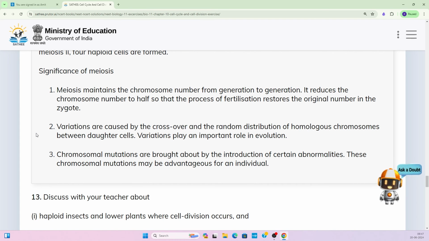Next difference, the chromosomal mutations are brought about by the induction of certain abnormalities. Sometimes we see mutation, a change in the DNA sequence, a change in the DNA number. These chromosomal mutations may be harmful for an individual, but in some individuals these changes are very advantageous as well.